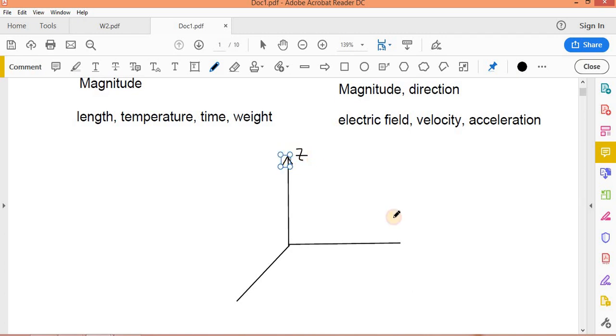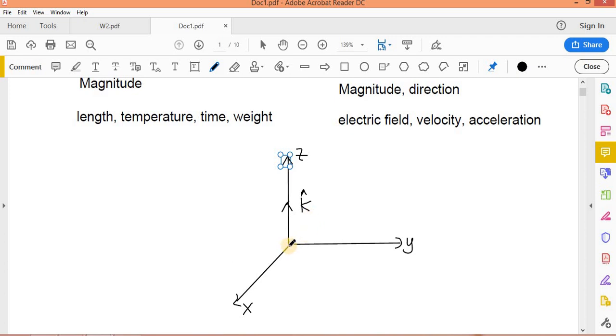So this is Z, this is Y, and this is X. Whatever vector quantity is oriented in the Z direction, we say that vector is oriented in the k direction. When we specify this k, we have to put a little symbol here to represent that this is actually a direction, not a variable.